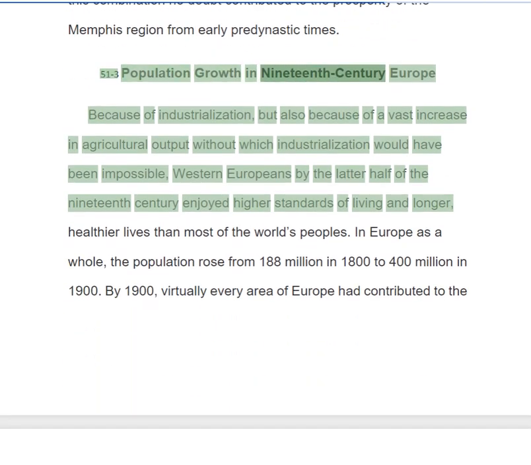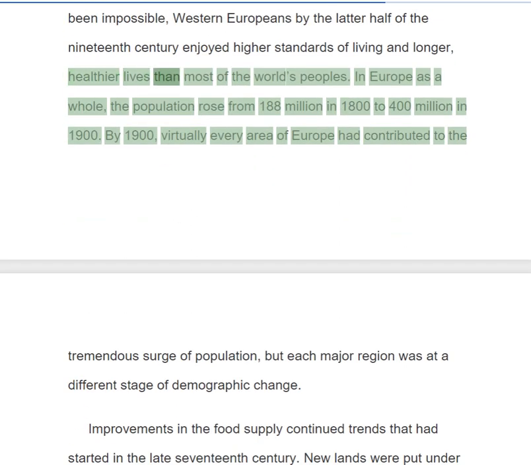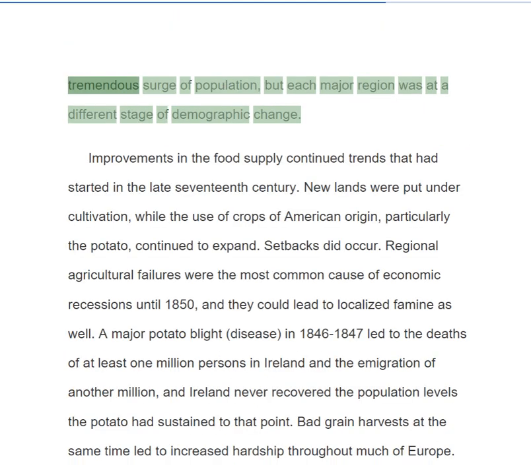51-3 population growth in 19th century Europe because of industrialization, but also because of a vast increase in agricultural output without which industrialization would have been impossible. Western Europeans by the latter half of the 19th century enjoyed higher standards of living and longer, healthier lives than most of the world's peoples. In Europe as a whole, the population rose from 188 million in 1800 to 400 million in 1900. By 1900, virtually every area of Europe had contributed to the tremendous surge of population, but each major region was at a different stage of demographic change.